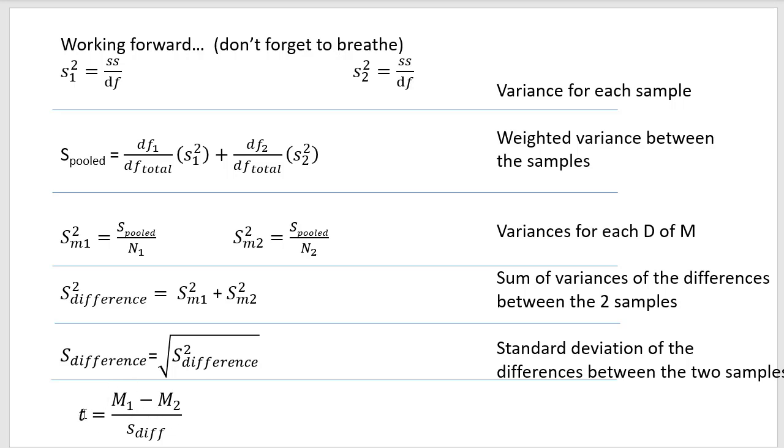Our t-score, which will tell us how far apart the differences between our means are for our samples, will be the mean of group 1 minus the mean of group 2 divided by what we just calculated on this page: the estimated population standard deviation of the distribution of means of the differences between the 2 groups. Yeah, that's a mouthful, but it's right.